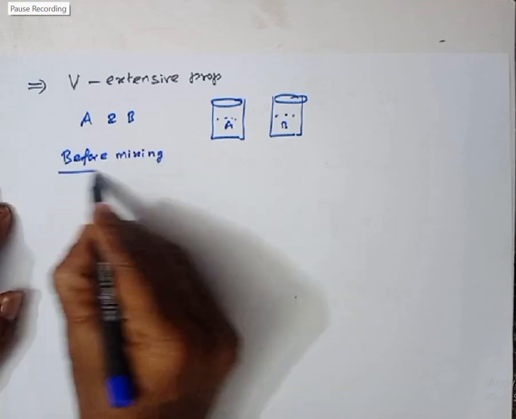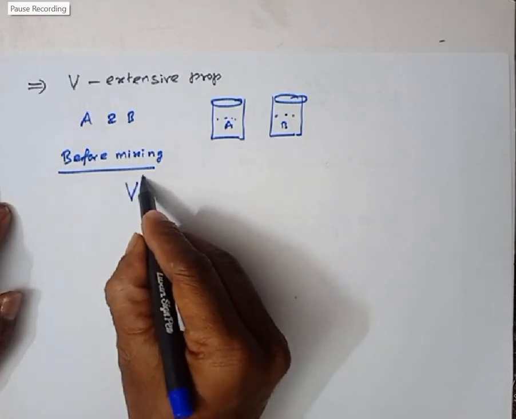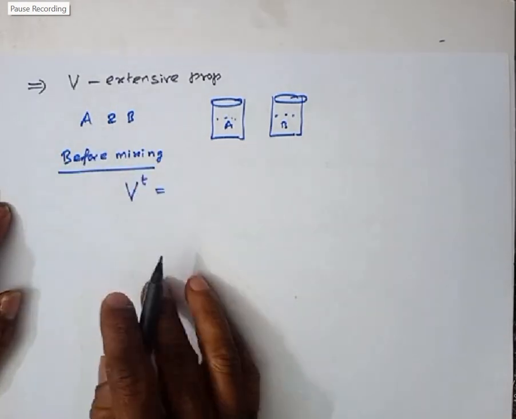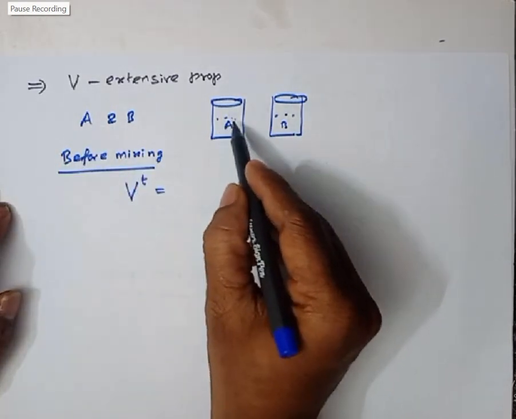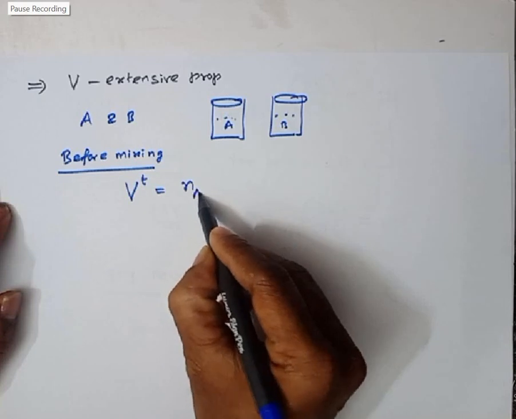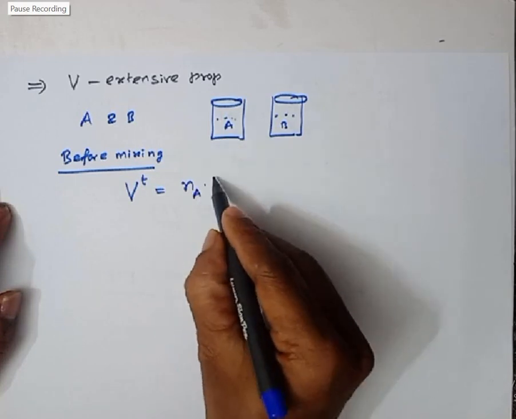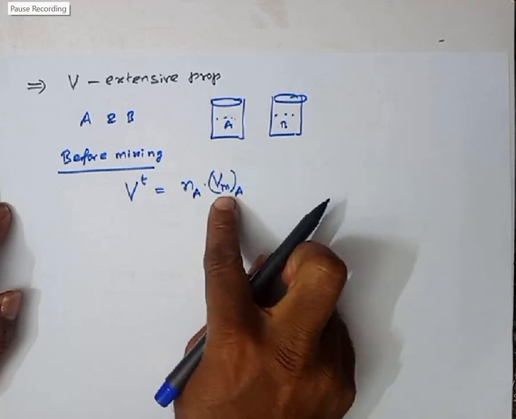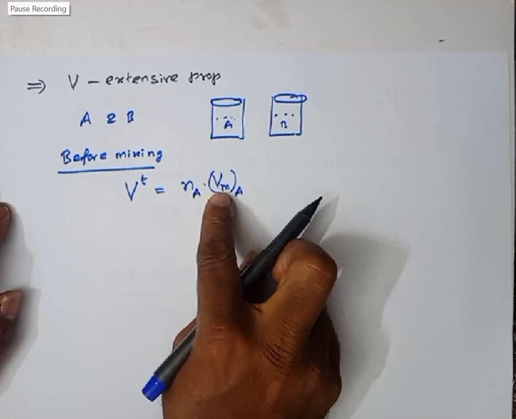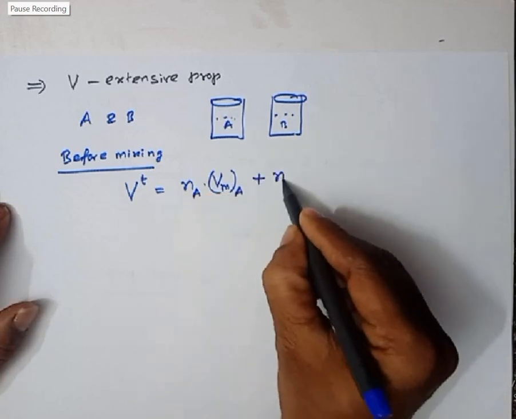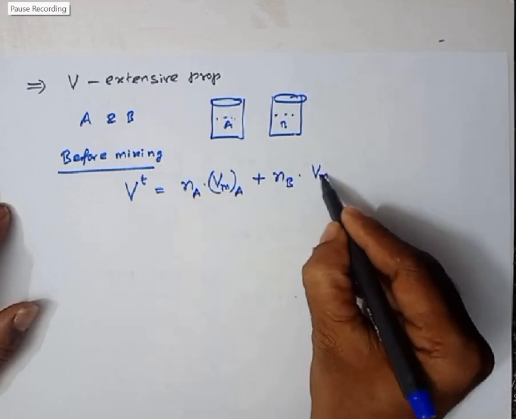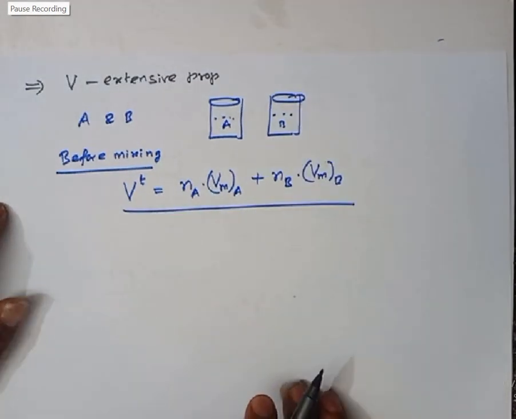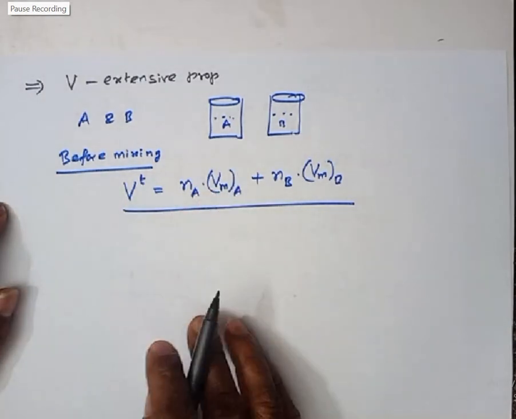Before mixing, what is the total volume? I'll write it as VT, which means total volume. Before mixing, you find the number of moles of A and multiply by the molar volume of A, plus the number of moles of B into the molar volume of B. If you multiply and add, you will get the total. Okay, this is before mixing.